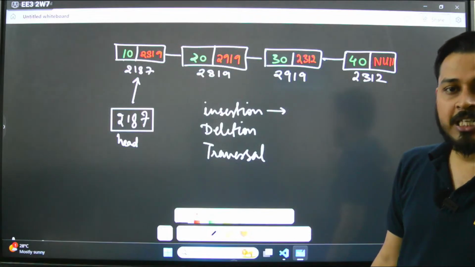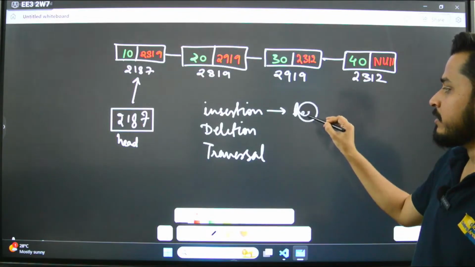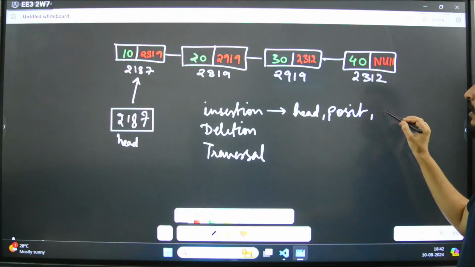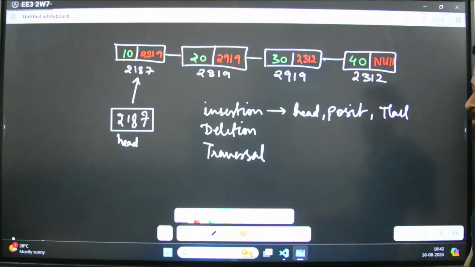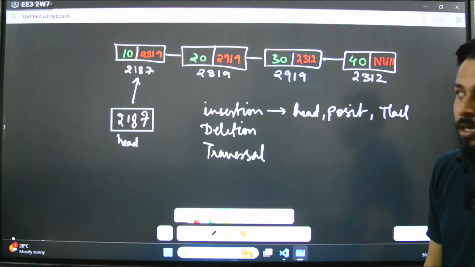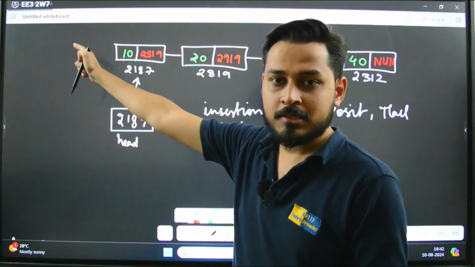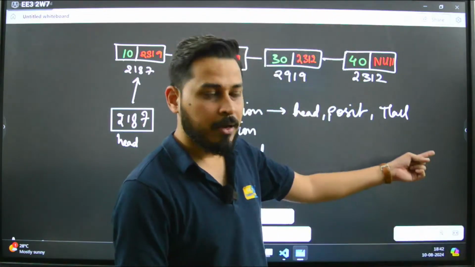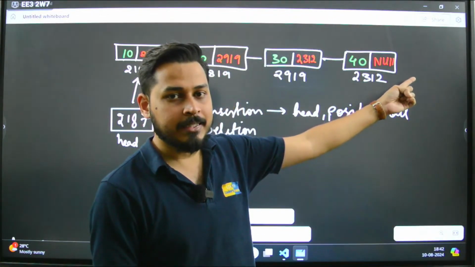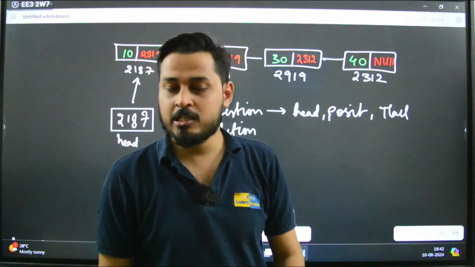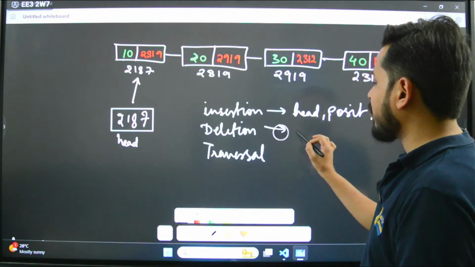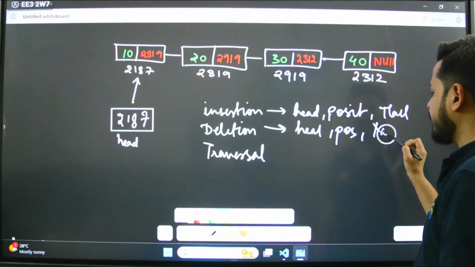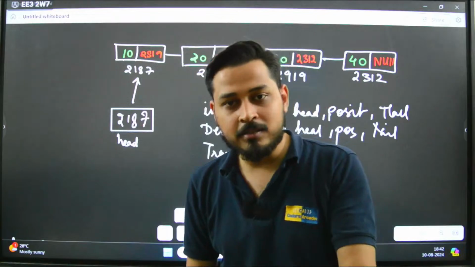Insertion can also be done in three ways: insertion at head, insertion at a particular position, and insertion at tail. Either you can insert at the very first place, or you can insert at any particular position in between, or you can place a new node at the tail. Three ways of insertion. Very similar to that, deletion can also happen at the head, at a position, and at the tail. Traversal means just traveling.